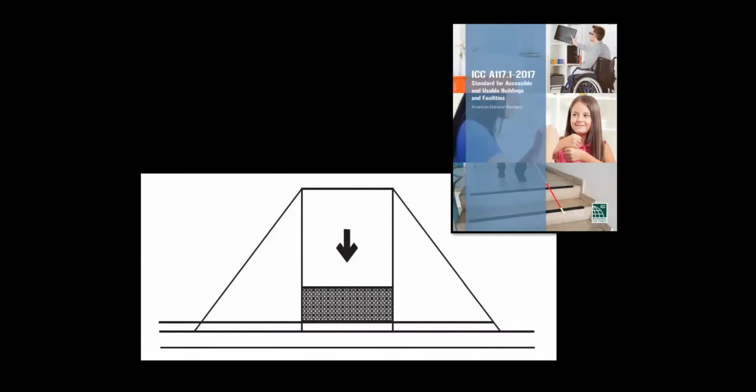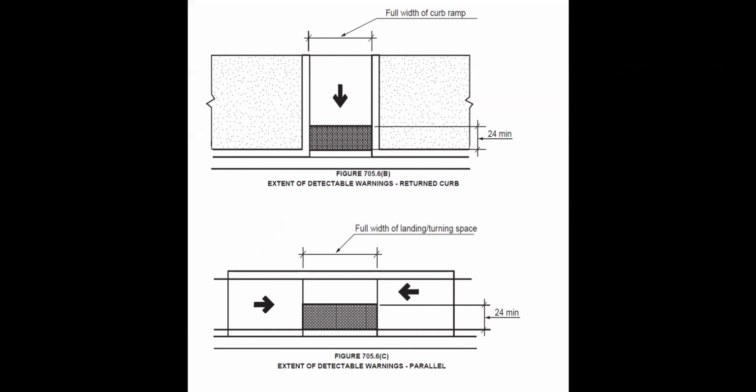The ICC A117.1 standard changes it up even more. Here, detectable warnings are required at curb ramps, blended transitions, pedestrian at-grade rail crossings not located within a street or highway, at boarding platforms for buses and rail vehicles, and pedestrian refuge islands. Under this standard, detectable warning surfaces shall extend 24 inches minimum in the direction of travel and be full width of the surface as shown in these figures.